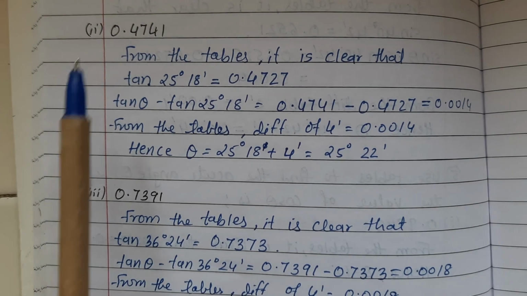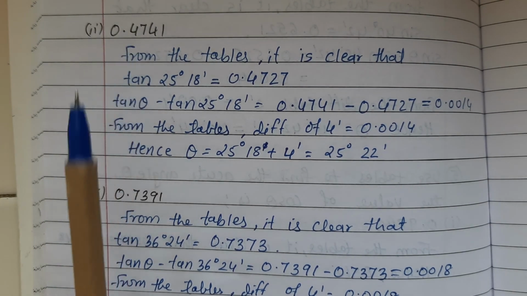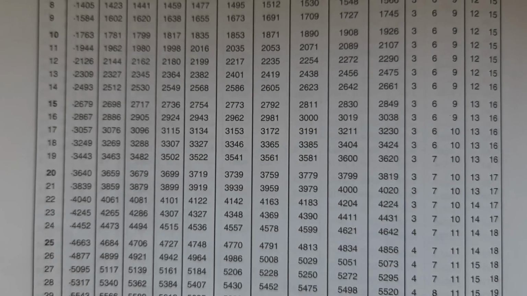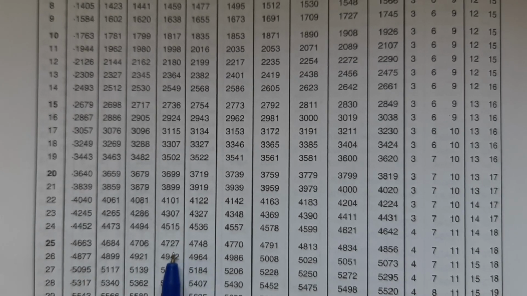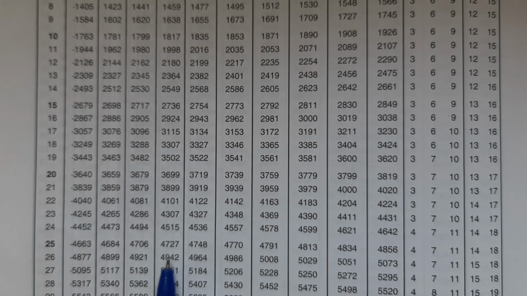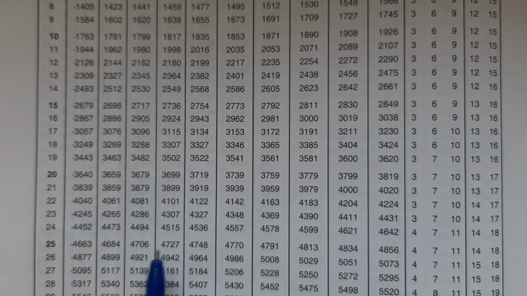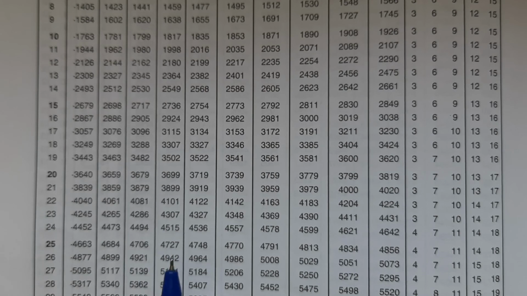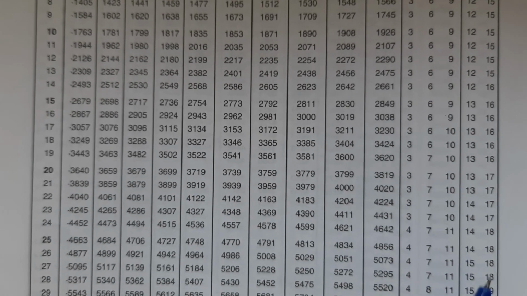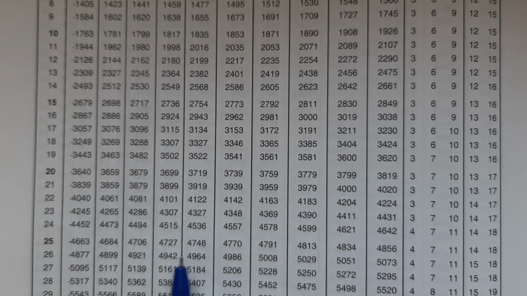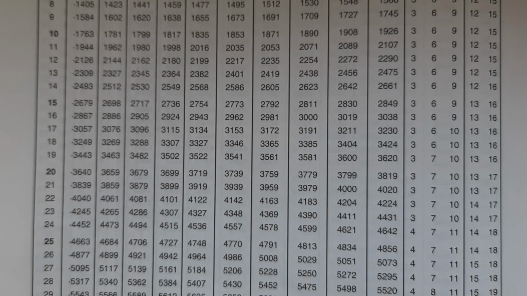Second part, 0.4741. From the table, it is clear that 0.4727 here is 25 degree and 18 minutes. The difference is 0.4741 minus 0.4727, which is 14, which is 4 minutes. So 25 degree 18 minutes plus 4 minutes, which is 25 degree 22 minutes.